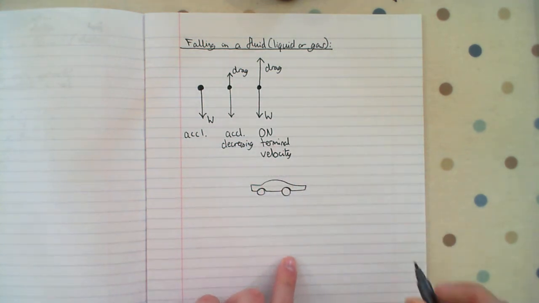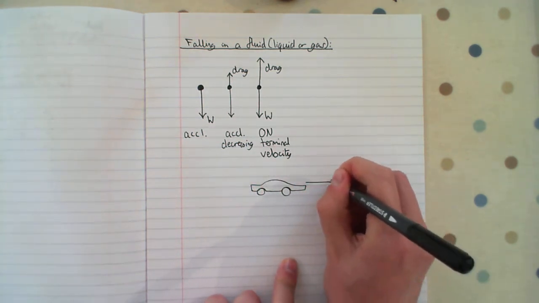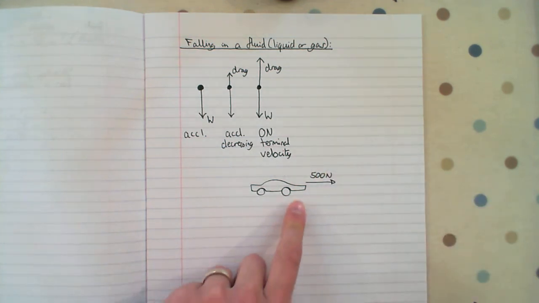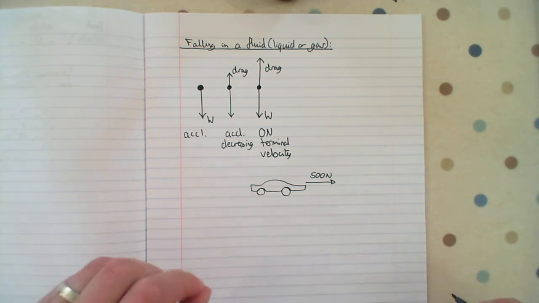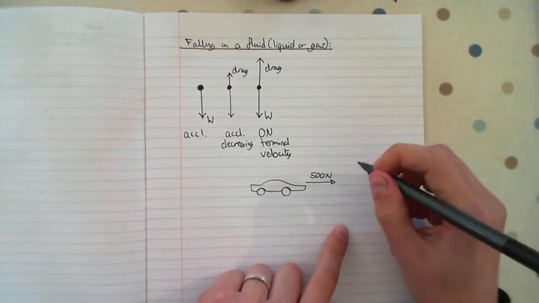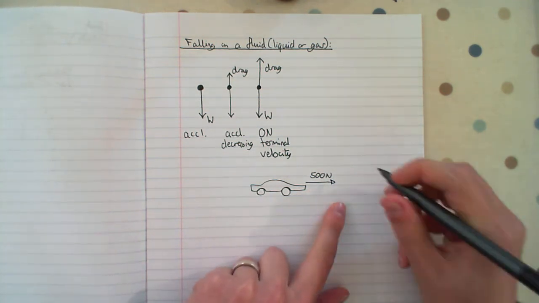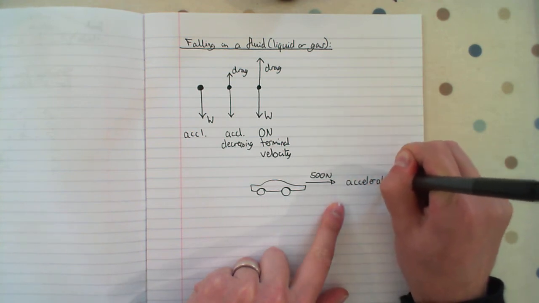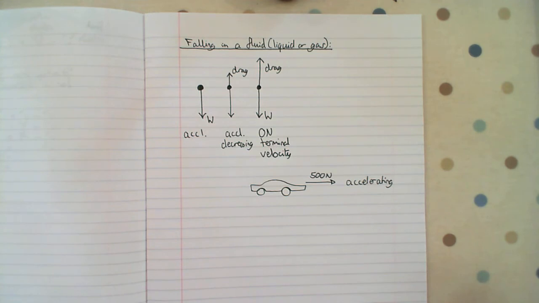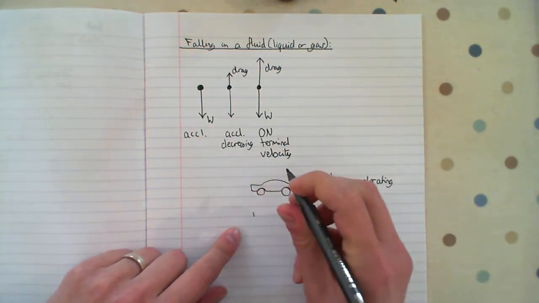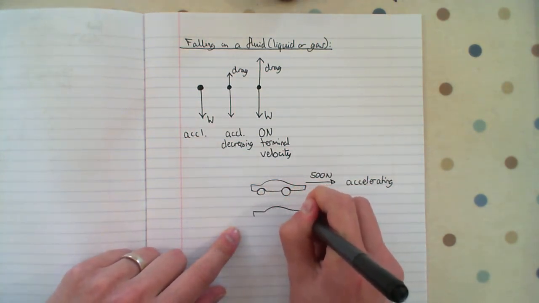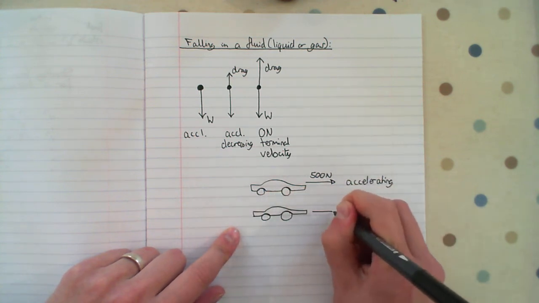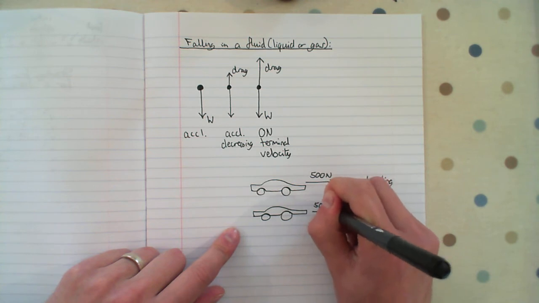So here we've got a car, and let's give it a thrust of 500 newtons. At that point, initial acceleration, there's no drag, there's no air resistance, so the resultant force is forward, so the car is accelerating, getting faster and faster. But as the car gets faster and faster, the drag increases.